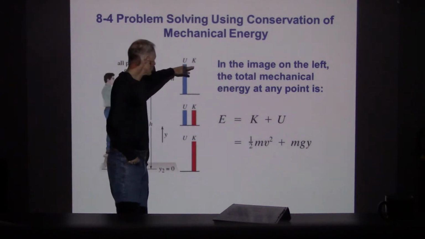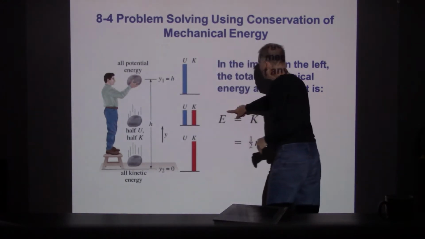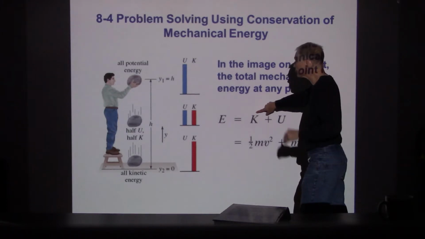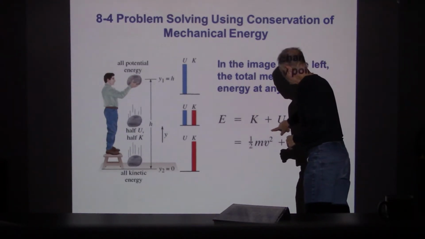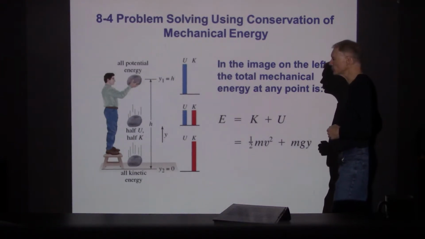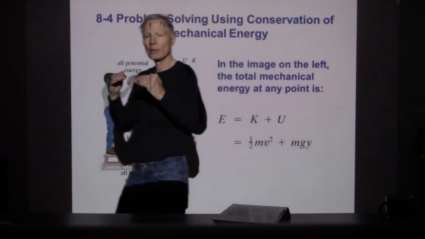So at every location along here, the total mechanical energy can be determined by taking the kinetic energy at that point and adding it to potential. So if I take 1/2 mv squared plus mgy, or mgh, at each location, that number remains a constant.